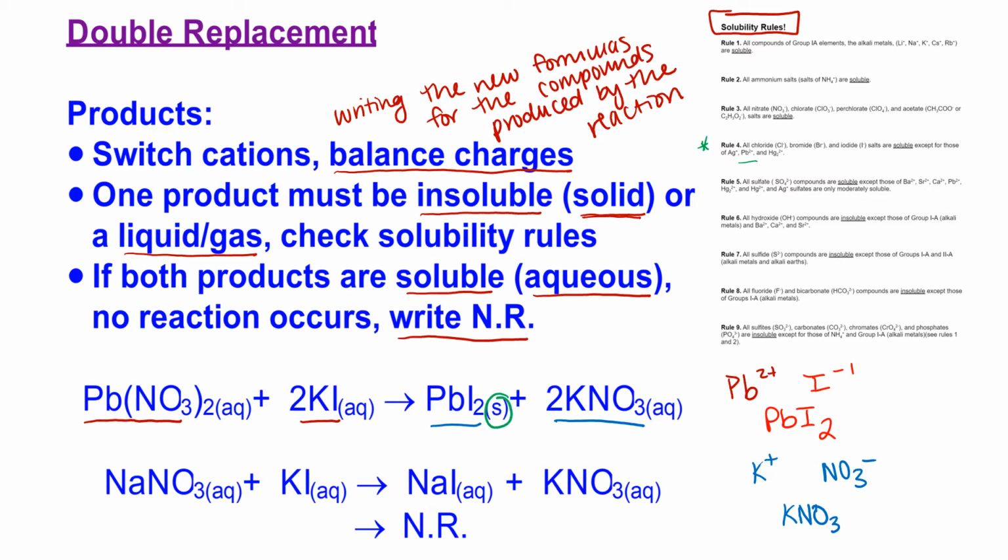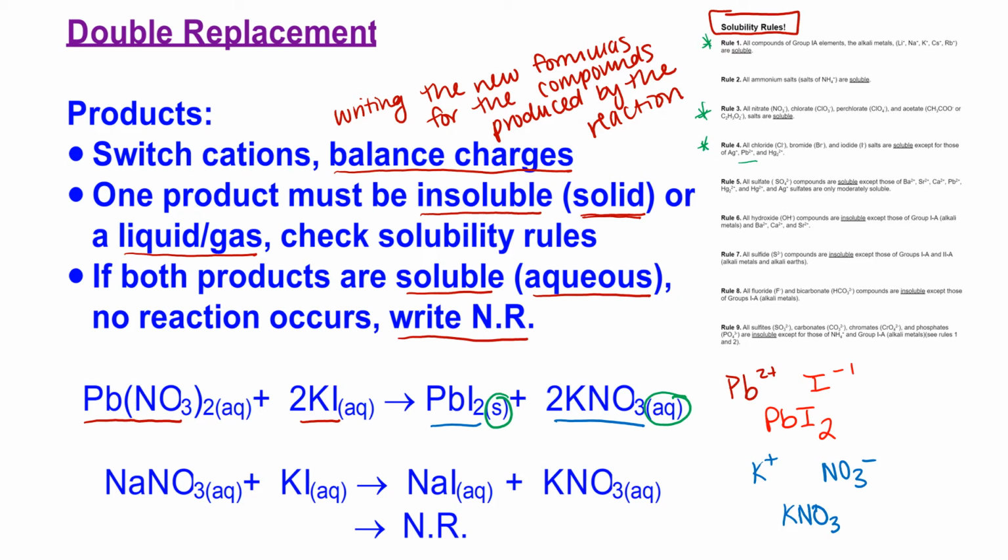Let's look at the next one. So we have potassium nitrate. First and foremost, we can look at rule 1 here. Rule 1 tells us that any compound from group 1, any alkali metal, is going to be soluble. So that could be one way for us to determine that this potassium nitrate is going to be aqueous. But rule number 3 also helps us here, because it says that all nitrate, chlorate, perchlorate, and acetate salts are going to be soluble with no exceptions. So that's how we understand that the potassium nitrate is aqueous.